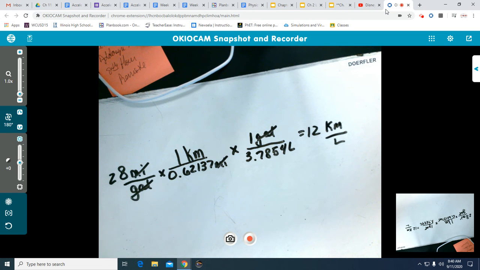So you can break these down into single factor conversions. They're just going to be a little longer than your typical single factor conversions. Okay? Questions?